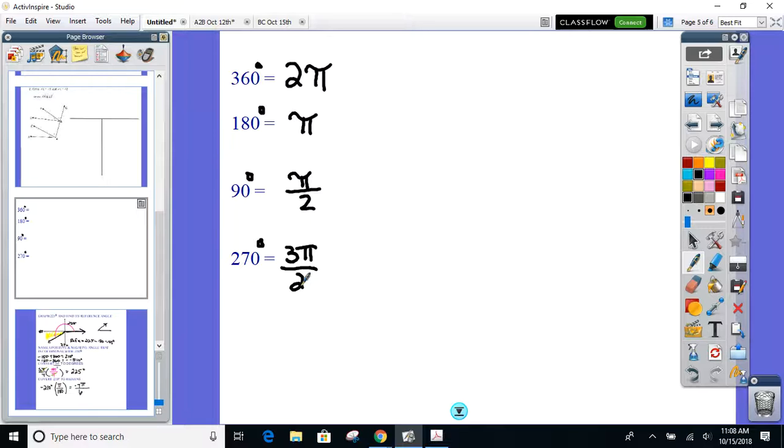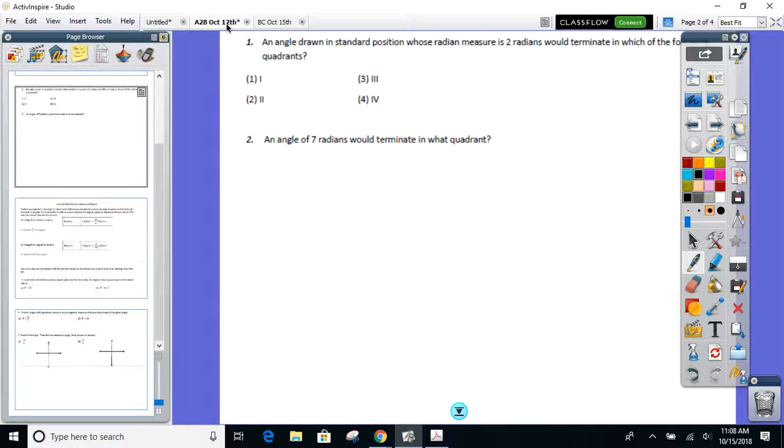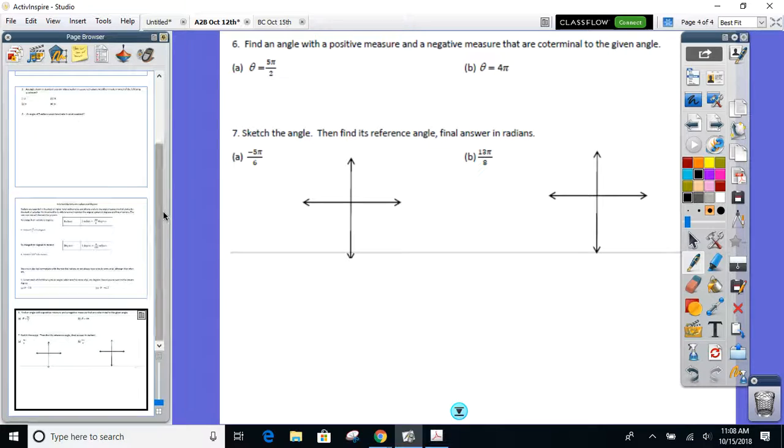All right, go back to the end of your notes here before I let you go on your own. Go back to the end of the notes from the other day.